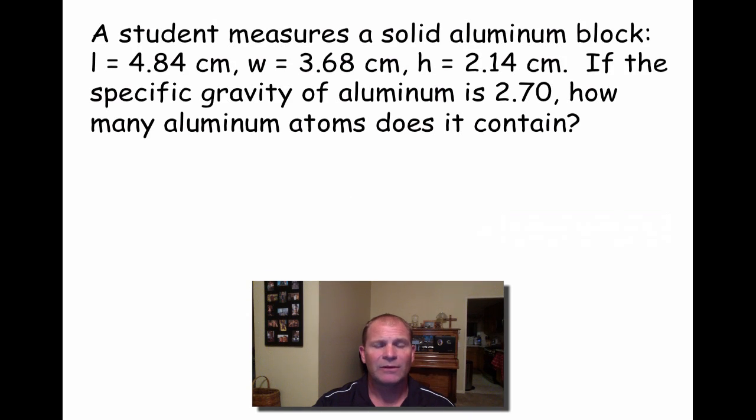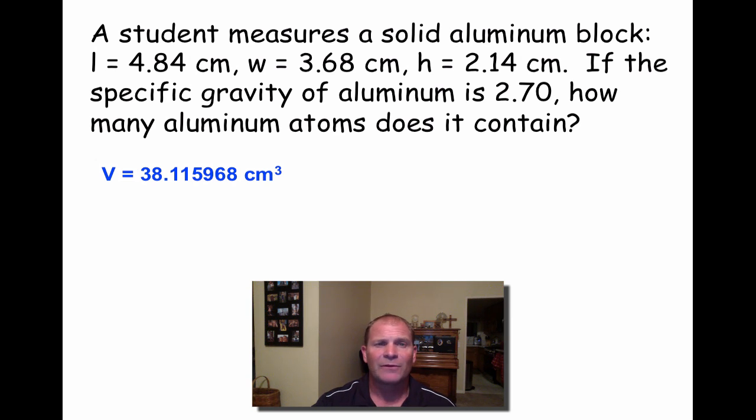A third example here, we get a little more involved. Now a student measures a solid aluminum block. Again, we are assuming it is a rectangle because I give you the length, the width, and the height. So we know the volume is length times width times height. It gives me centimeters cubed. Now, if the specific gravity of aluminum is 2.70, how many aluminum atoms does it contain? I realize if I have volume, well, to get from volume to mass, I have one conversion factor that will do that, and that is density. We also know specific gravity is numerically the same as density. I just have to put units on. So in this situation, I will put grams per centimeters cubed.